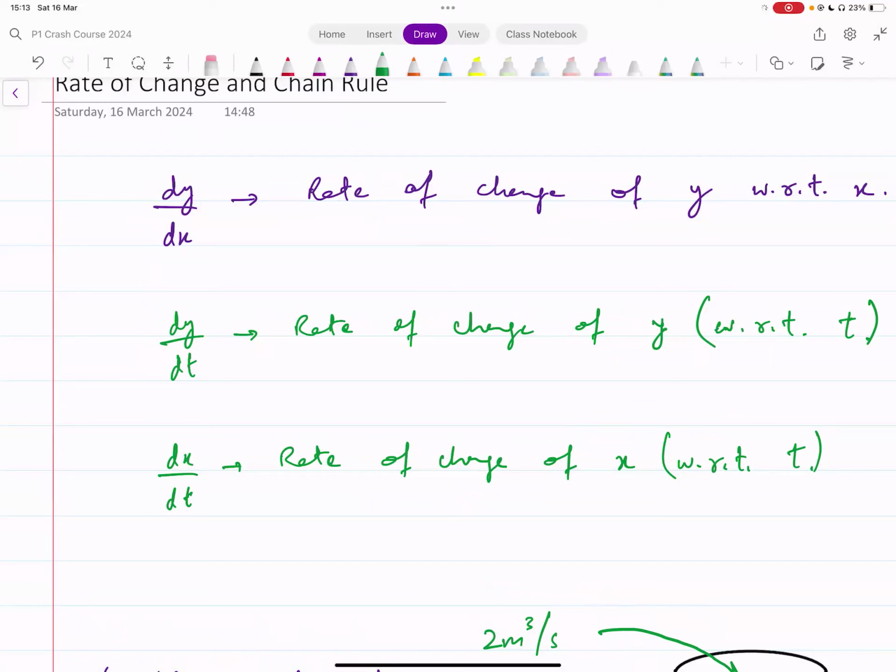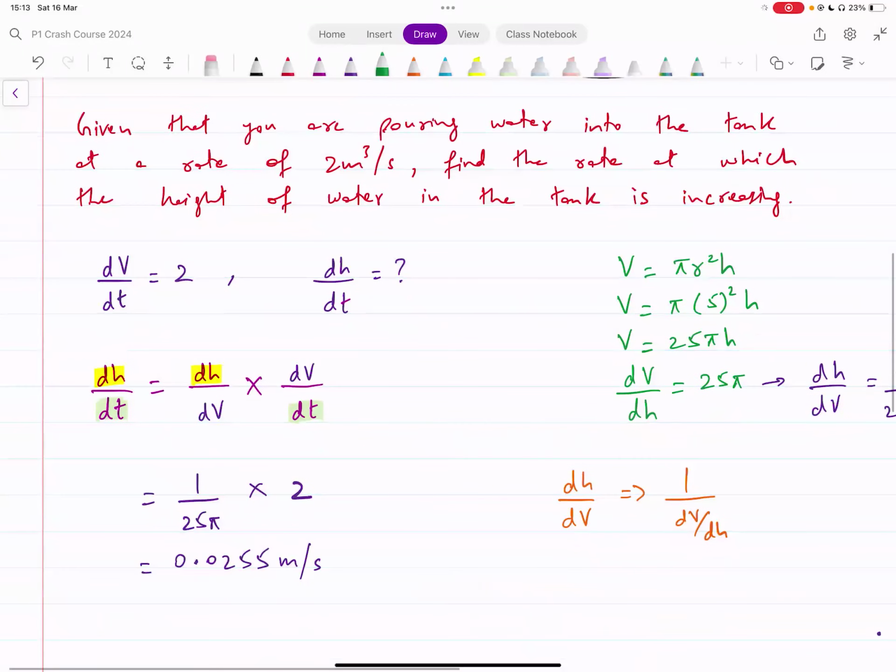So if you're talking about rate of change of x, that's dx over dt. Rate of change of y, that's dy over dt. Rate of change of volume, that's dV over dt. Because they're talking like this, that for every 1 unit change in time, how much is that variable increasing or decreasing?